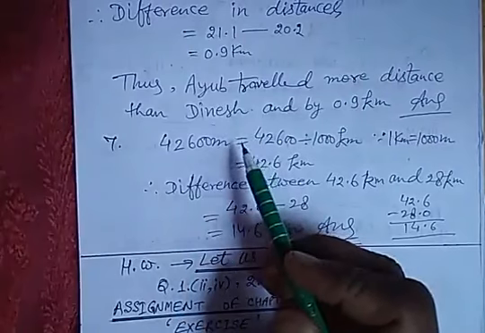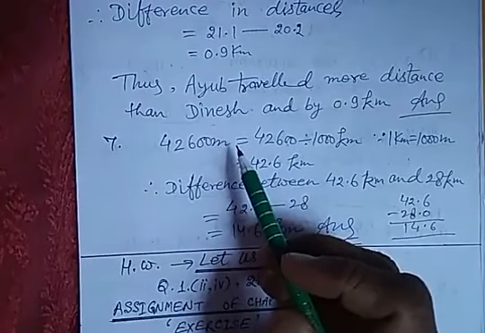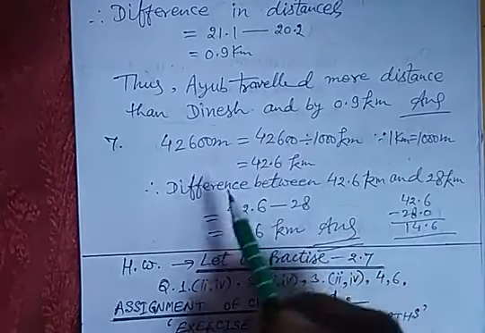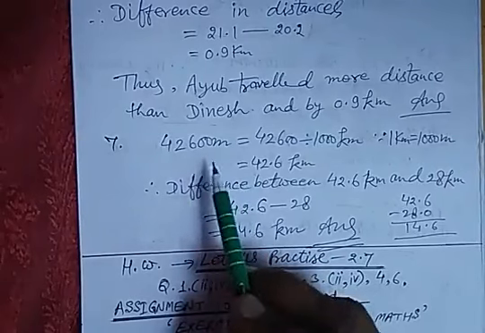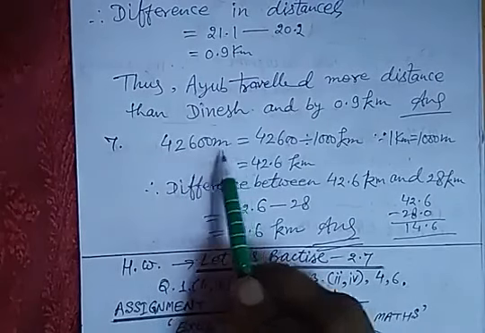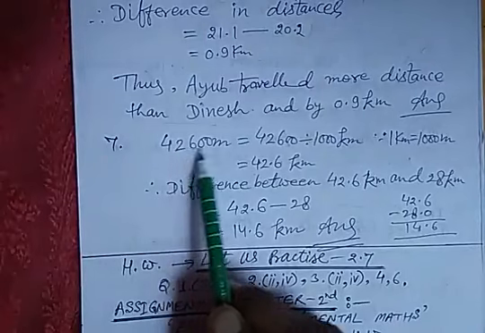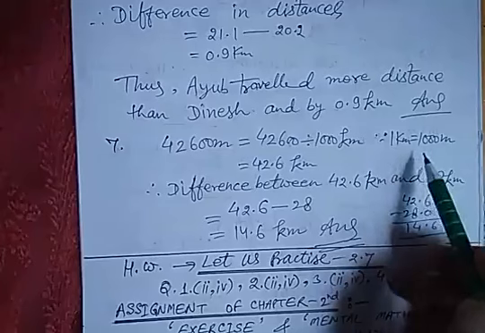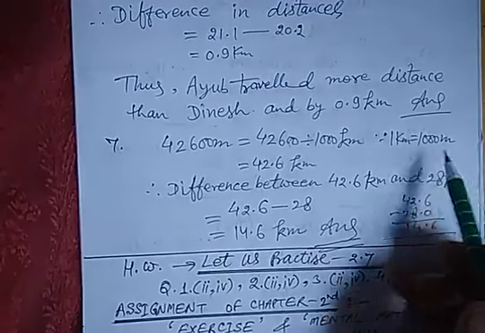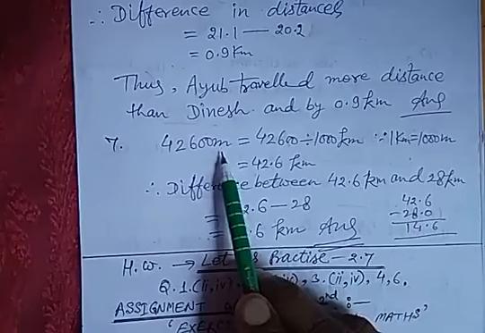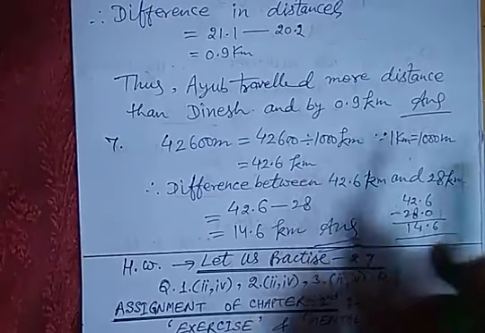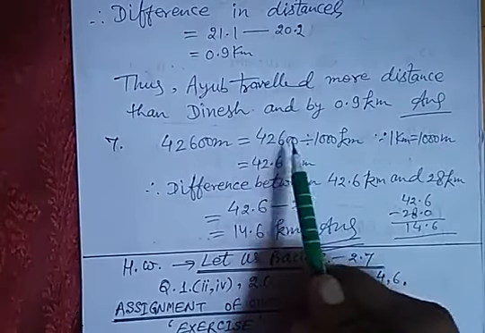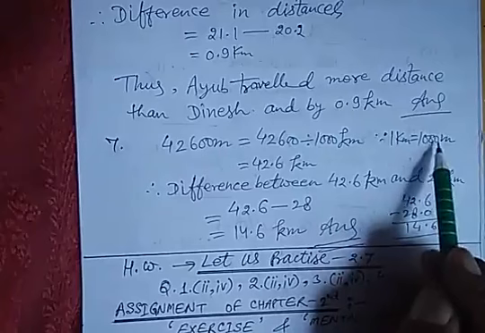Now question number 7. In this question, how much less is 28 kilometer than 42,600 meter? In this question, first we convert 42,600 meter into kilometer. 42,600 meter is equal to 42,600 divided by 1000 kilometer. Since 1 kilometer is equal to 1000 meter, when we convert a smaller unit into larger unit, we have to divide it. Means this meter is divided by 1000, means 3 zeros.